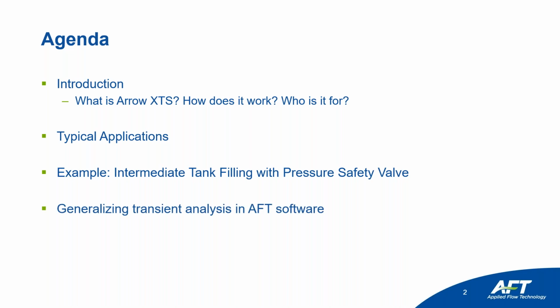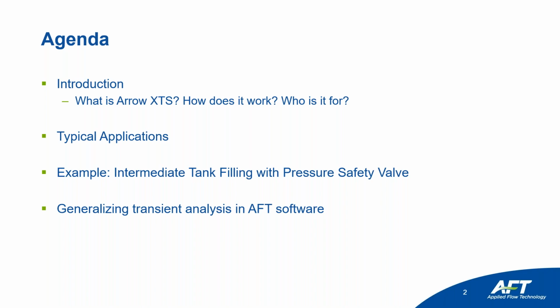From that, we'll generalize transient analysis in AFT software. Today we're doing an introduction to XTS, which is one approach to doing transient modeling. We also offer the method of characteristics, which enables us to track pressure waves and pressure swings from things like closing valves or startup or shutdown of compressors or pumps and things like that. The two different approaches have two very different intentions, but in general, what we're going to learn today, we can apply a lot of those same skills regardless of the back-end transient solver.